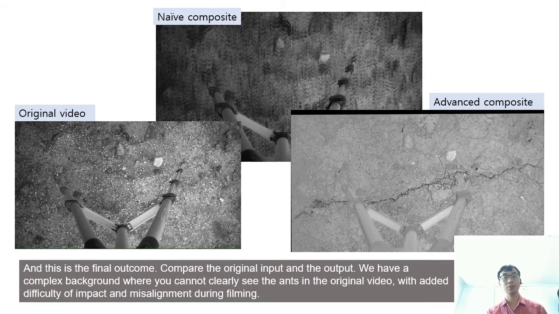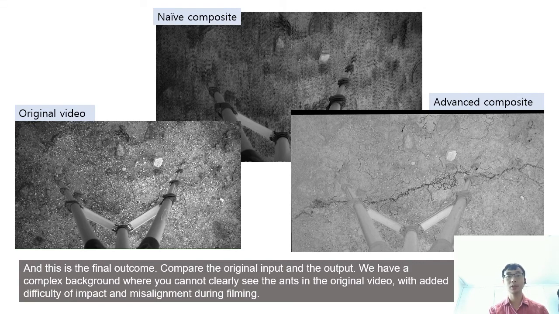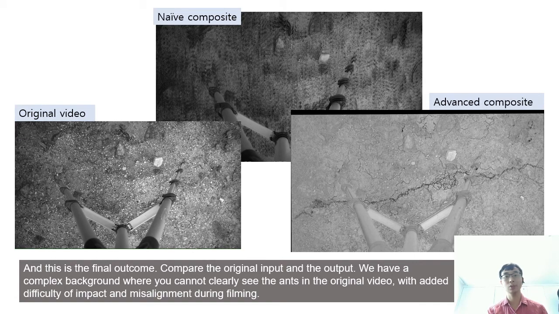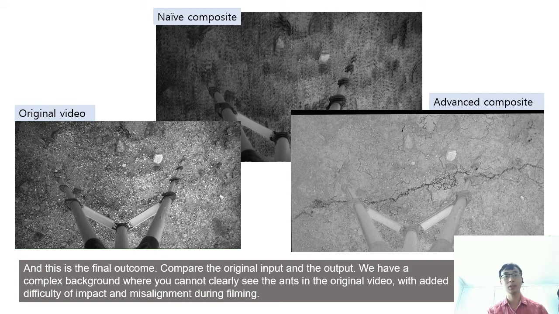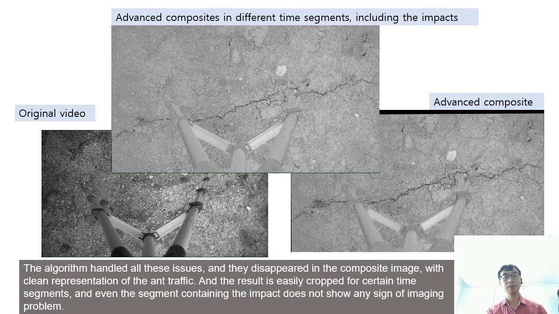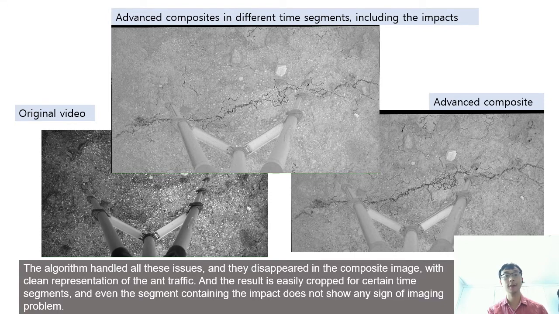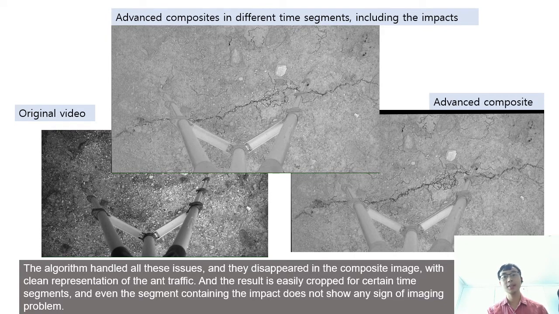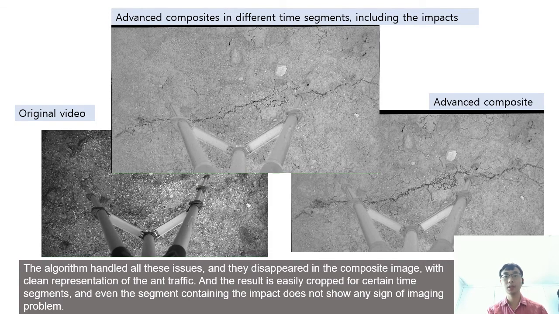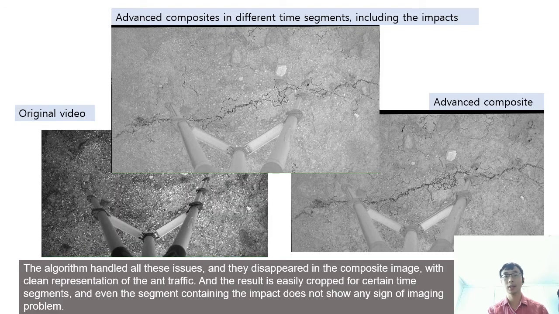And this is the final outcome. Compare the original input and the output. We have a complex background where you cannot clearly see the ends in the original video, with added difficulty of impact and misalignment during filming. The algorithm handled all these issues and they disappeared in the composite image, with a clean representation of the end traffic. And the result is easily cropped for certain time segments, and even the segments containing the impact do not show any sign of imaging problems.